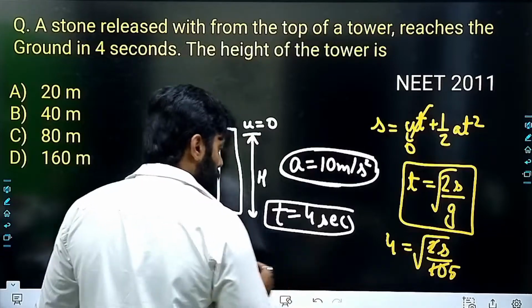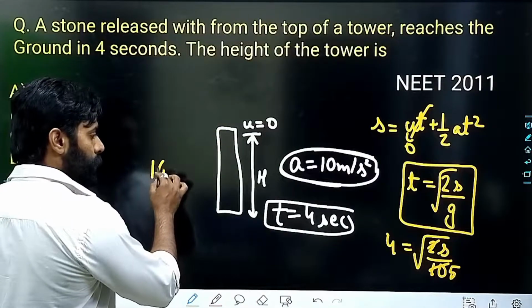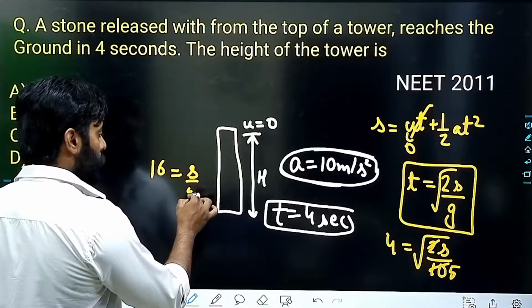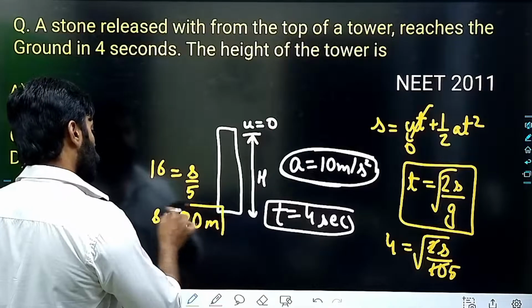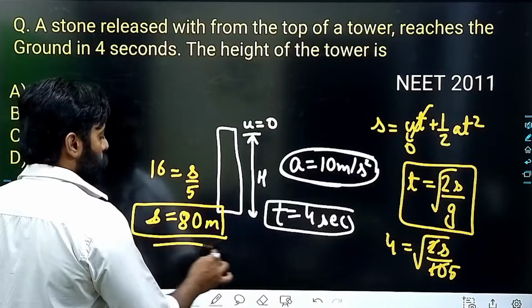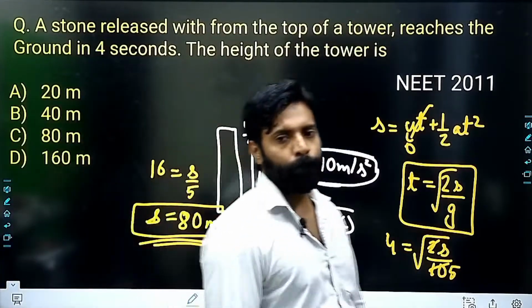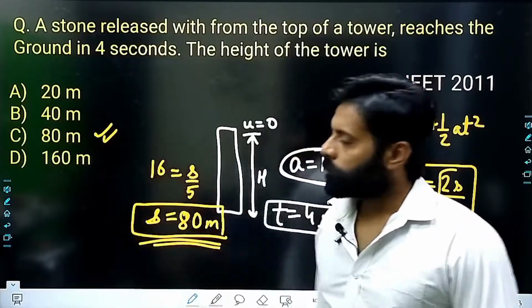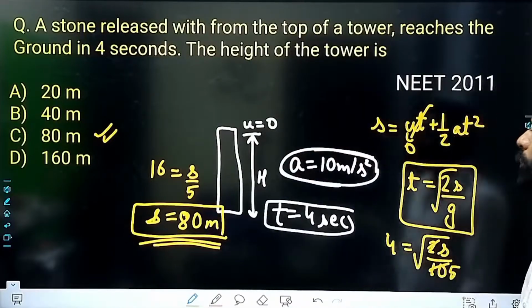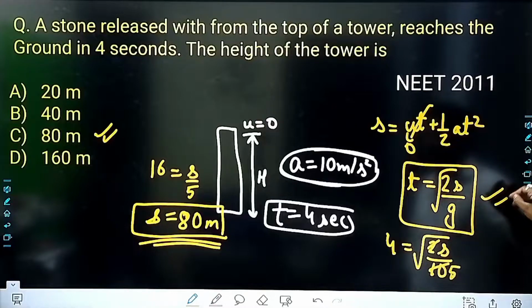And if I square this equation, I'll get 16 is equal to s by 5. S is equal to 80. So S is equal to 80 meter. So the answer is 80 meter. Or you can substitute this value in the formula directly as well, right? So you can cross check this.